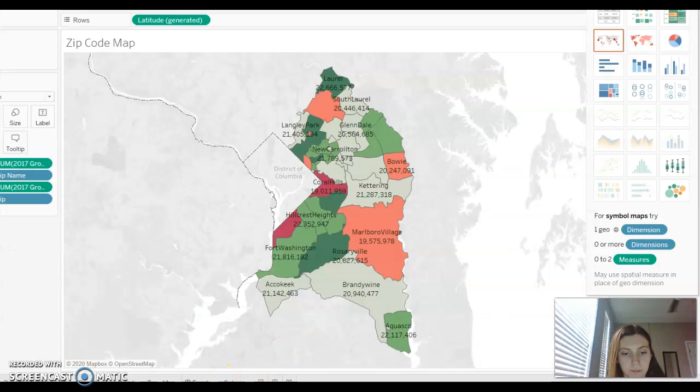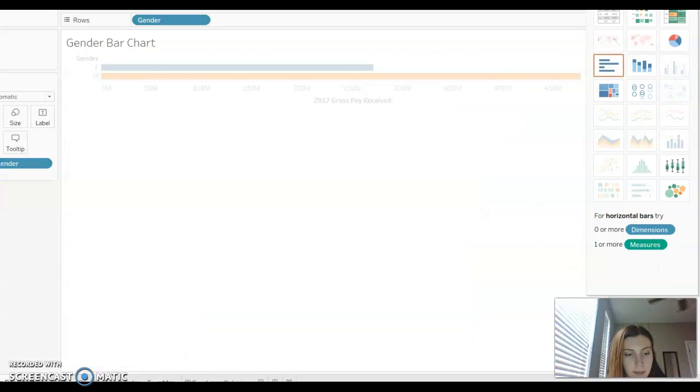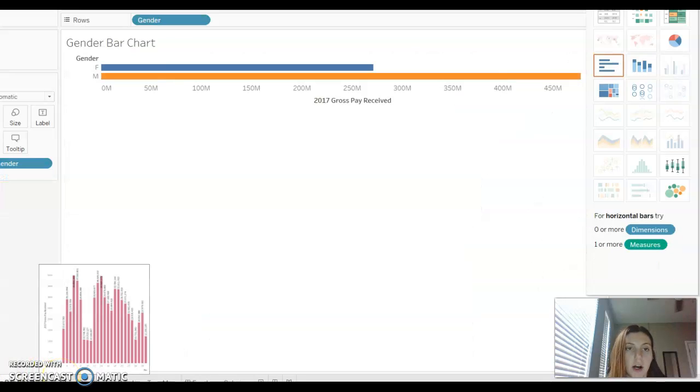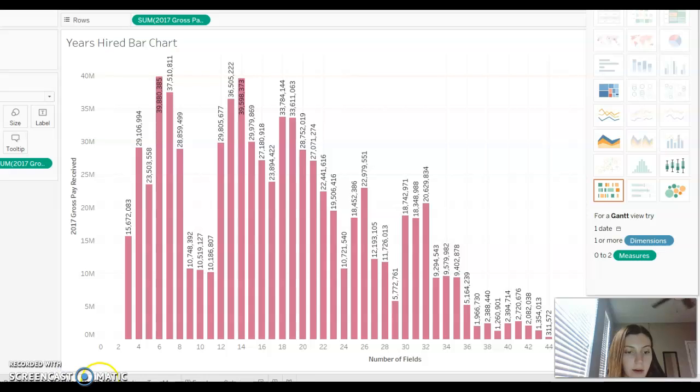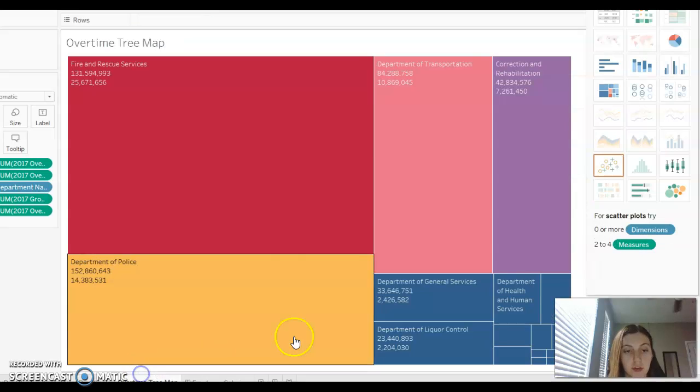So we ended up creating 4 different visualizations for you. We first have a zip code map based on the zip code. We have a gender bar chart based on male and female for gross pay. We have a years hired bar chart, and we also have an overtime tree map showing each department and how much overtime they have and what's the annual revenue.